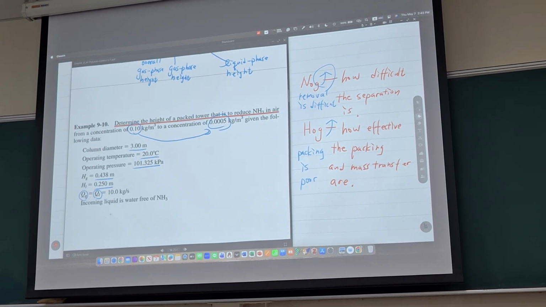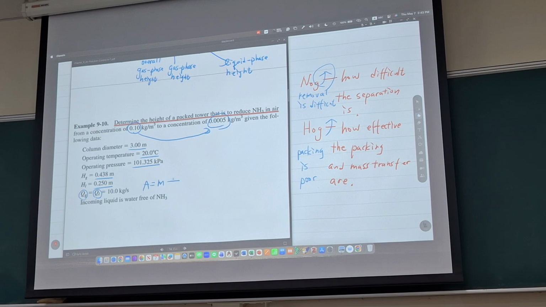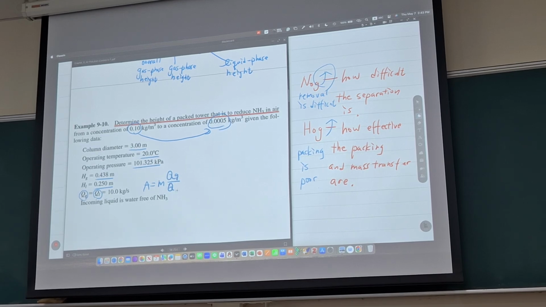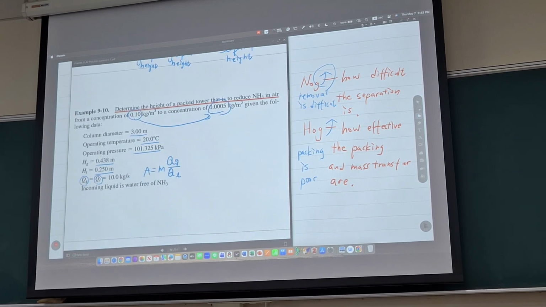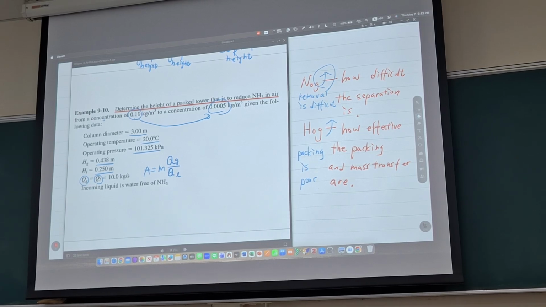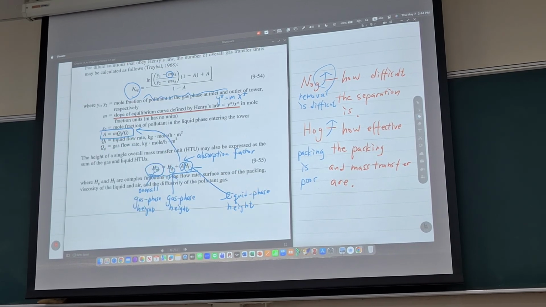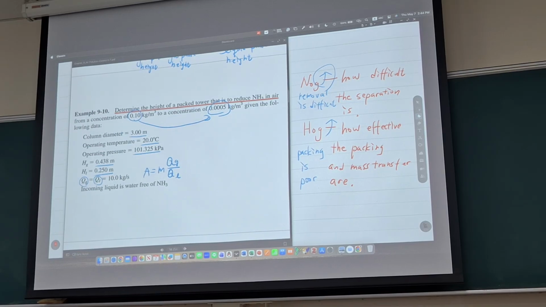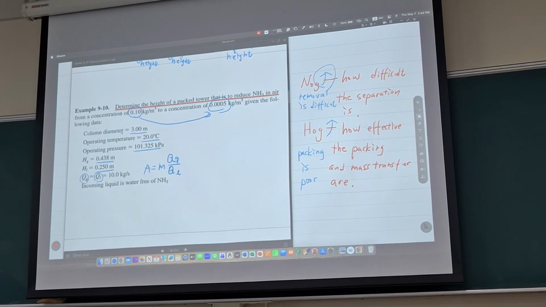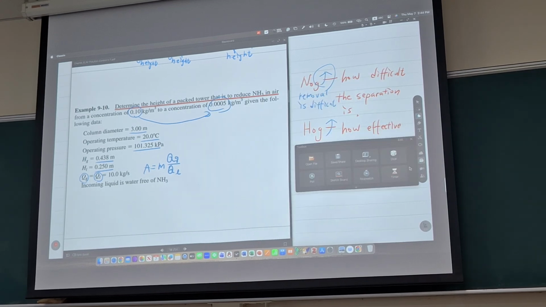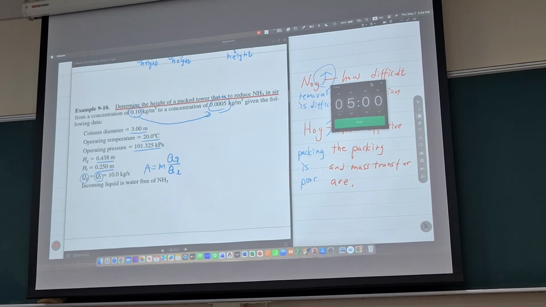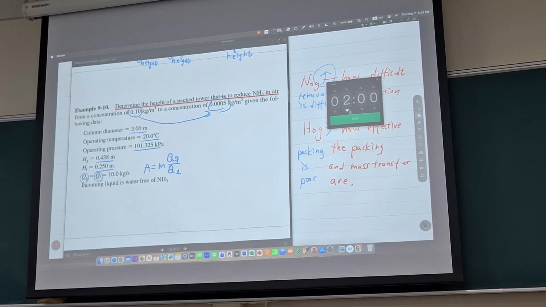A equals M times Q_G over Q_L. The A here is not area, okay? M is the slope. So please calculate this question, 9-10. I'll give you 2 minutes to think about it.